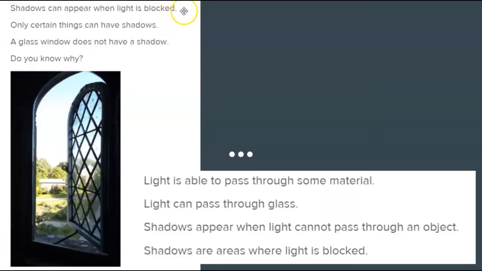Shadows can appear when light is blocked. Only certain things can have shadows. A glass window does not have a shadow. Do you know why? Light is able to pass through some material. Light can pass through glass. Shadows appear when light cannot pass through an object. Shadows are areas where light is blocked.